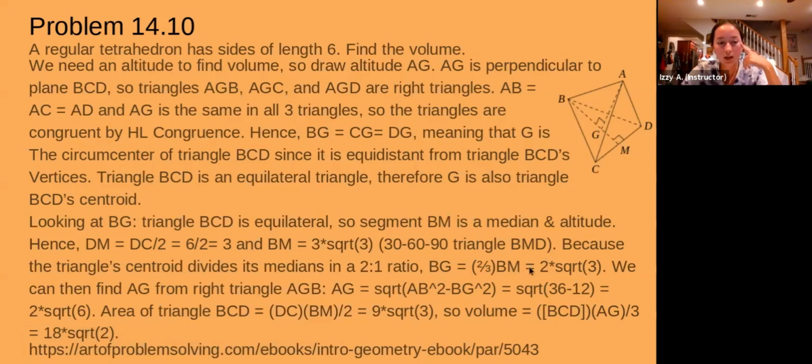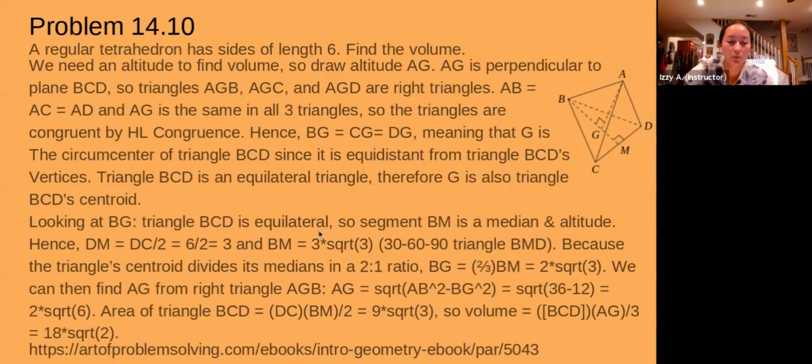And we can then find AG from right triangle AGB. So AG would be equal to the square root of AB squared minus BG squared, Pythagorean theorem, which is the square root of 36 minus 12. And that, if you simplify that, it would be 2 times the square root of 6.